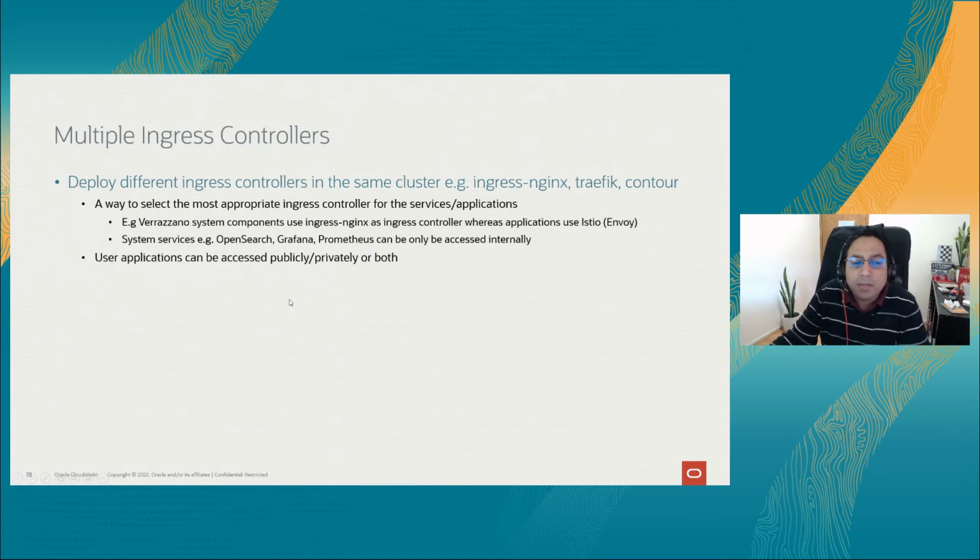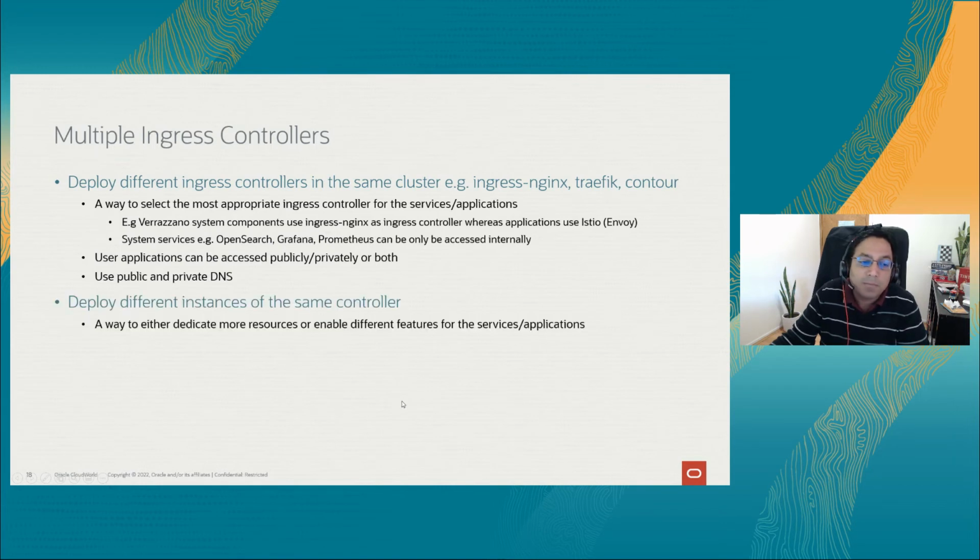So having different ingress controllers means you can secure them, place them, or use different types of load balancers for both of them, either publicly or privately or both. And you can configure using public and private DNS depending on your deployment model.